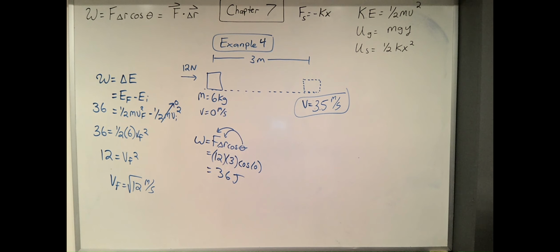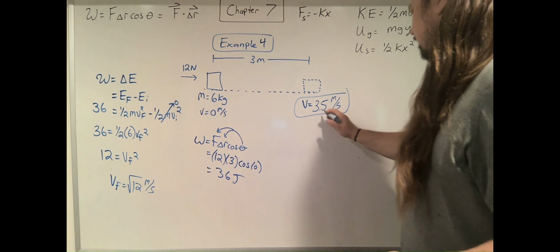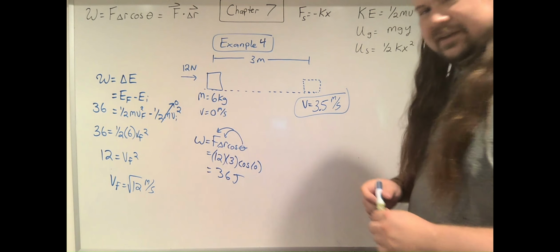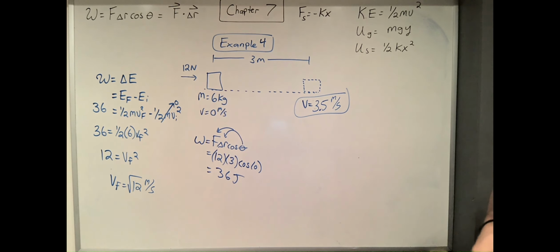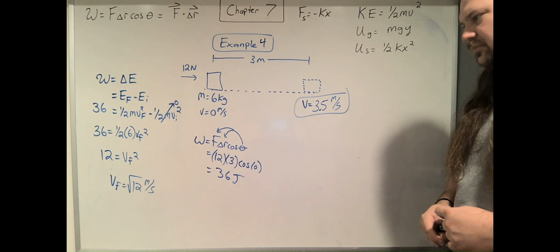3.5 meters per second. Does that seem about right? 3.5 isn't that fast. It's a small block, 6 kilograms with 12 newtons on it. Sure, it's not anything crazy. We're not at the speed of light or anything like that. Sure, 3.5 meters per second sounds good.